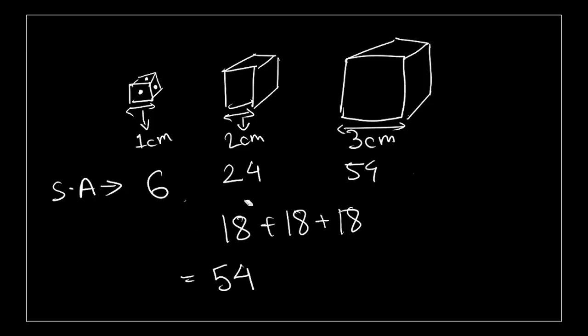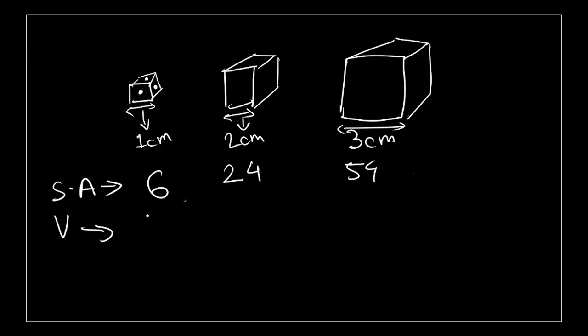So we have found the surface area for each of them. Now let's move on to the volume. The formula of volume is much shorter than the surface area. It's just length into width into height. So the length for the first one is 1. So 1 into 1 into 1. So it's 1. That's it.